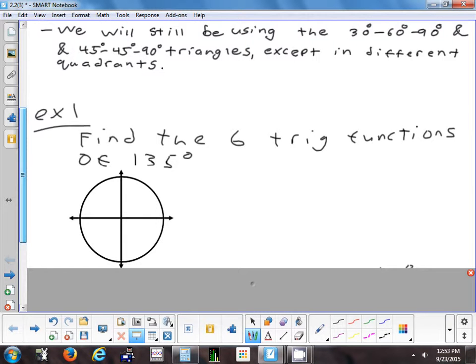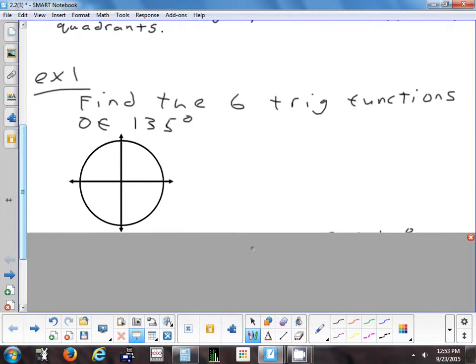Let's see if we can sketch it. 0. There's 90. Where would 135 be? Tyler? Between 180 and 90. Can you be a little bit more specific? Right in the middle. Yeah, exactly in the middle. 135 is exactly halfway between 90 and 180. So put your point. I'm going to make my triangle.